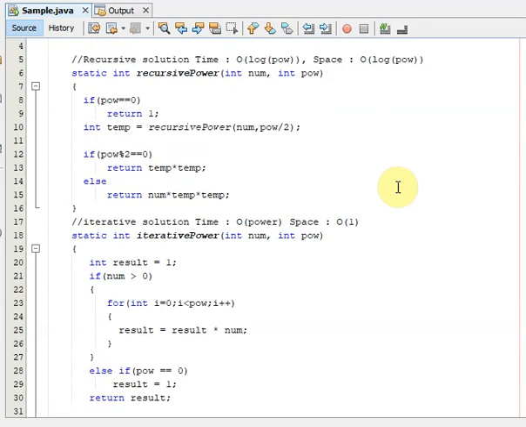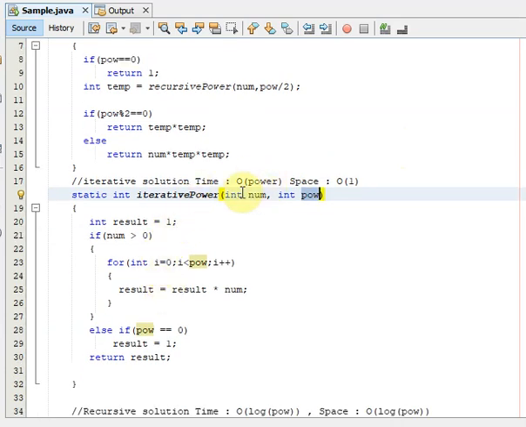Hello friends, welcome to this video, and in this video we'll be seeing the logic for our customized power function, and we are going to see both the ways. One is the iterative way and the other is the recursive way. So first I will walk you through the iterative way of writing your own power function for a positive number and a positive exponent.